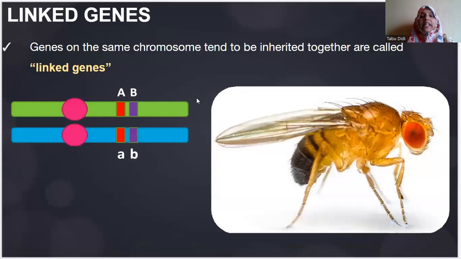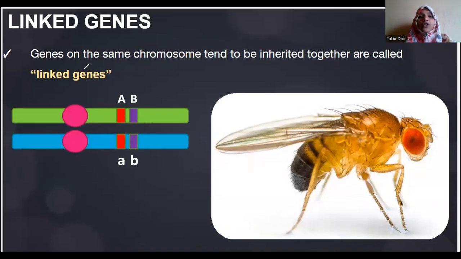Let's begin. Now, what is linkage? The word itself is very simple. Linkage, or linked genes, simply refers to genes that are on the same chromosome. Let's say two genes, you have gene A and gene B. Both of them are on the same chromosome, and if you look at the diagrammatic representation, they are very close to one another.